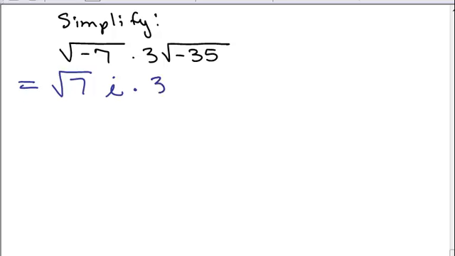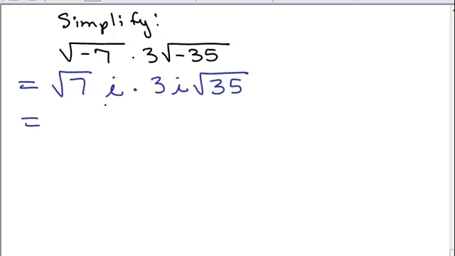And here I could write this as 3 square root of 35i, or I could put 3i times the square root of 35. It's up to you whether you want to write the i after the square root or before. So for this first one I wrote it after, second one before, to show you it doesn't make any difference.